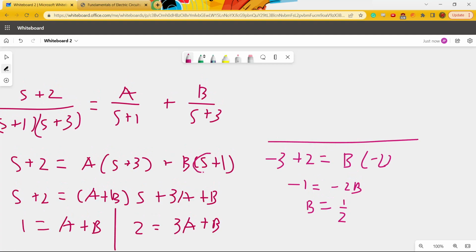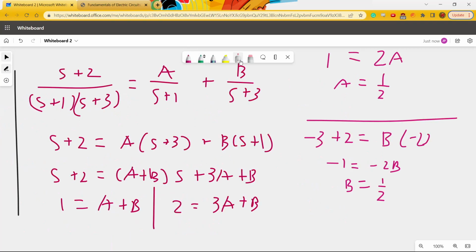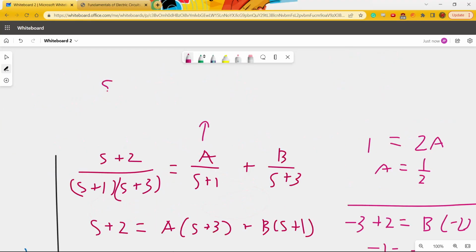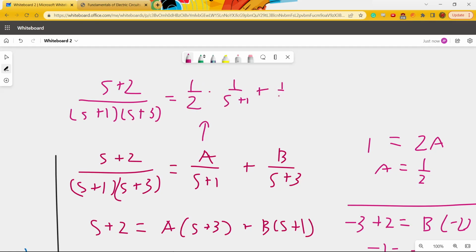And if we plug in s equals negative 1, then s plus 1 goes to 0, so we lose this. So negative 1 plus 2 on the left becomes 1, and negative 1 plus 3 on the right becomes 2a, so that a becomes 1/2. You can observe that this does in fact satisfy these two equations. So ultimately we find s plus 2 over s plus 1 times s plus 3 is equal to 1/2 times 1 over s plus 1 plus 1/2 times 1 over s plus 3.